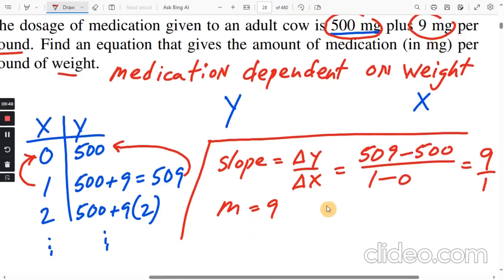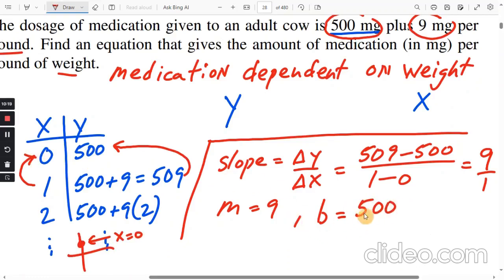And we know that b is the y-intercept, right? Remember, the y-intercept of a graph is where it crosses the y-axis, and that is where x equals 0. But we have that value already. At x equals 0, y is 500. So the value for b is 500.